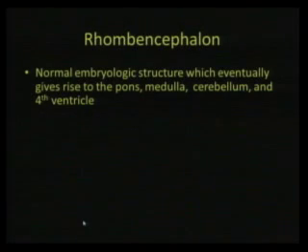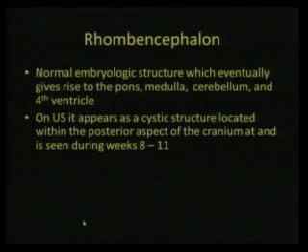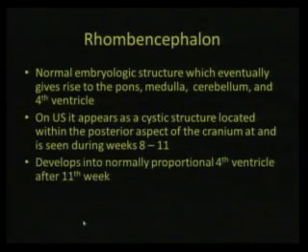Rhombencephalon. This is a normal embryologic structure which eventually gives rise to the pons, medulla, cerebellum and the fourth ventricle. On ultrasound, it basically appears as a cystic structure located within the posterior aspect of the cranium, and we see it between weeks 8 and 11. Then this develops into a normally proportioned fourth ventricle after the 11th week.